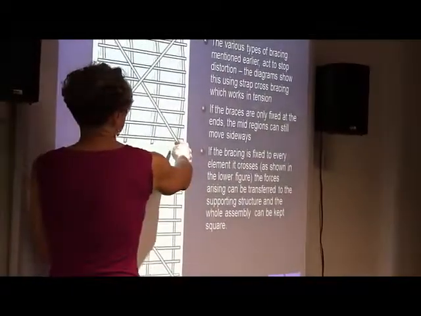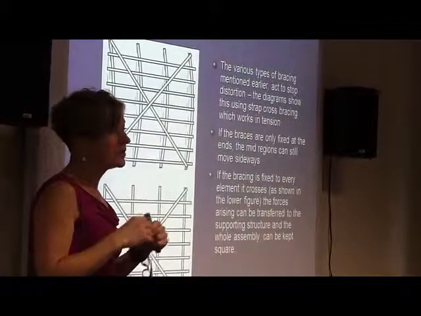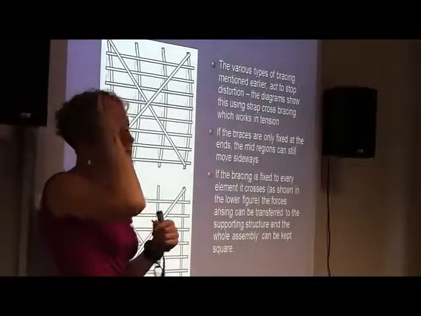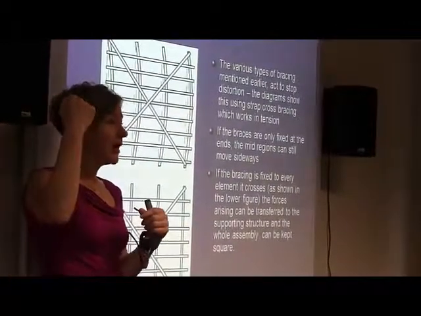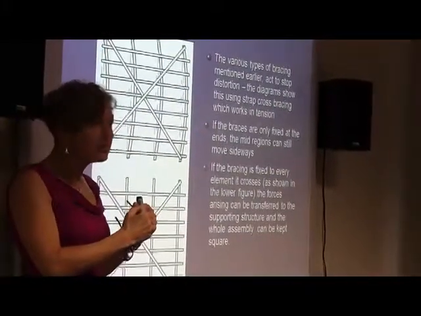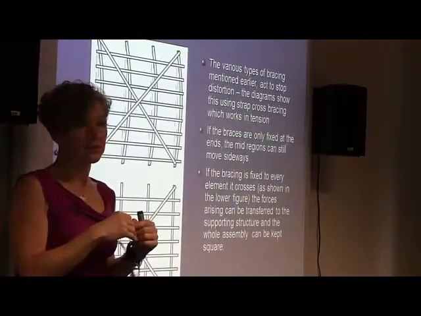So you need to have the diagonal in the other direction as well, so that you have the 2 directions covered. Okay? So when you have a look in AS 1684 and it shows you a single diagonal, read the fine print, because it will say it has to have a matching pair going in the other direction.